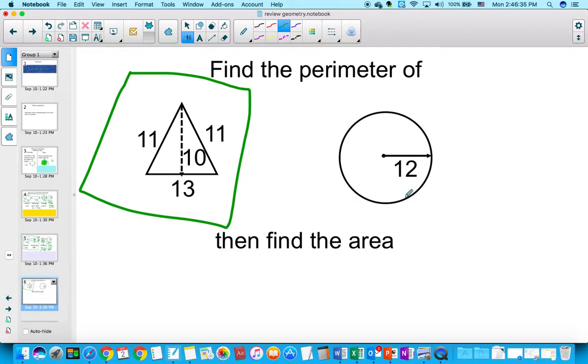Here we have a circle. We have this line from the center to the edge. You should know what that's called. It's the radius. We have a radius of this number. What can I do to find the perimeter? Well, another word for perimeter of a circle is circumference, or to go around. The circumference of a circle.